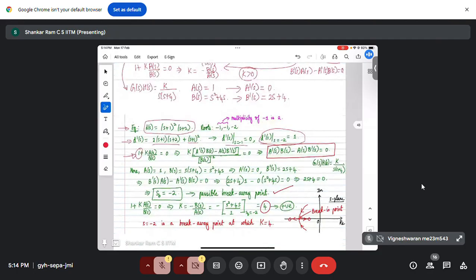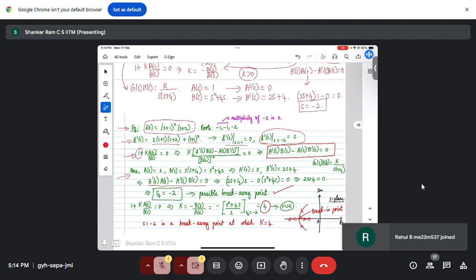So we can see that that's what we have written here. Consequently, this equation will become 2s plus 4 times 1 minus 0 is equal to 0. So consequently, we will get s equal to minus 2. Okay, so this is the potential breakaway point. Once we get this solution, we add a subscript b just to show that this is a potential breakaway point. And then we go and calculate the value of k at this potential breakaway point.